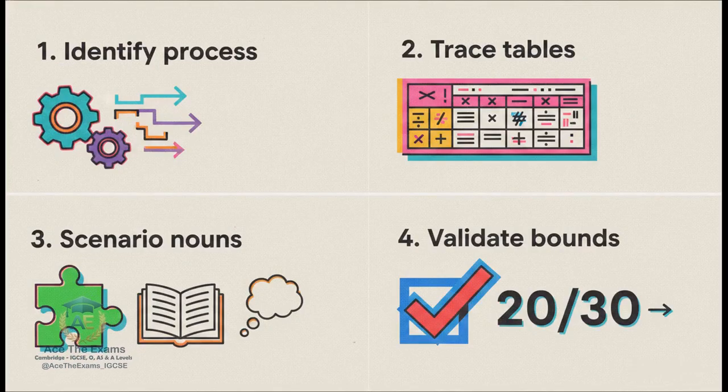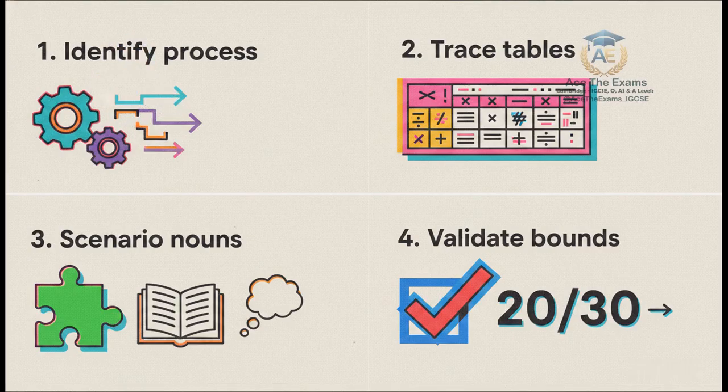So, the crucial point is this. Surviving Cambridge computer science algorithms isn't about rote memorization, it's about structured application. Let's quickly recap the whole shebang. First, identify the specific process. Is it iteration, selection, or input? Second, act like the computer and track variables step by step with trace tables. Third, the golden rule. Always, always use scenario nouns in your written answers. And finally, validate inclusive boundaries using specific test data.